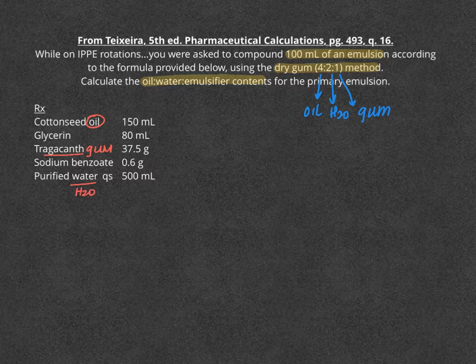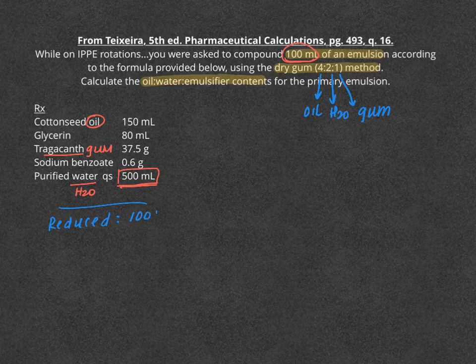Now one thing I want to point out is that you are asked to compound 100 milliliters, and this particular formula calls for 500 milliliters. So the first thing we need to do is reduce this formula that we're working with and make it applicable to what we actually need. So we want 100 milliliters. We have a formula that's QS to 500 milliliters, and we get a factor of 0.2. Now we're going to take that 0.2 and reduce these quantities by that amount.